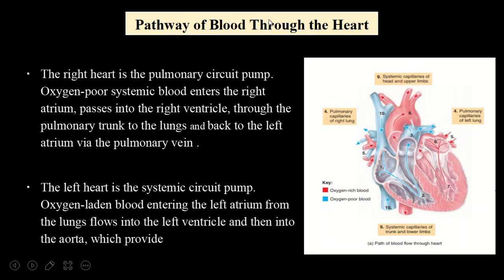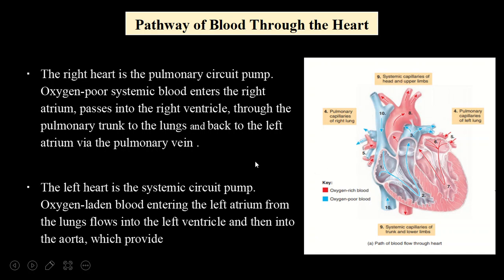So we have the pathway of blood through the heart. So the right heart is the pulmonary circuit pump, and the left heart is the systemic circuit pump. Etong pulmonary circuit pump, dito yan nangyayari sa right heart, right part ng heart. Itong blue na color, yan yung pulmonary circuit pump. While the systemic circuit pump, itong red, yan ang systemic circuit pump dito banda sa left side ng heart.